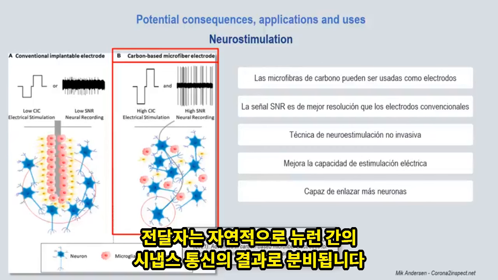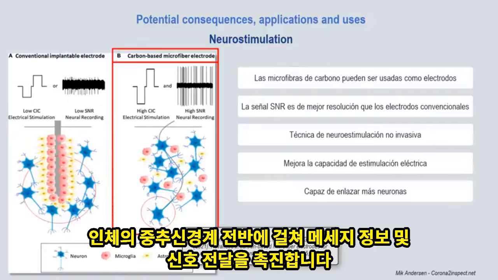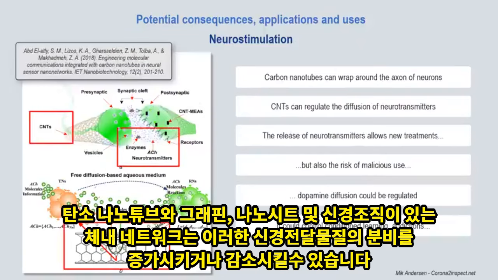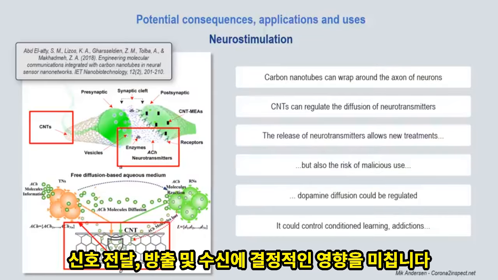Neurotransmitters are naturally secreted as a result of synaptic communication between neurons, facilitating the transmission of messages, information, and signals throughout the central nervous system of the human body. An intracorporeal network with carbon nanotubes and graphene nanosheets in neuronal tissue could increase or decrease the secretion of these neurotransmitters, decisively affecting signal transduction, emission, and reception.